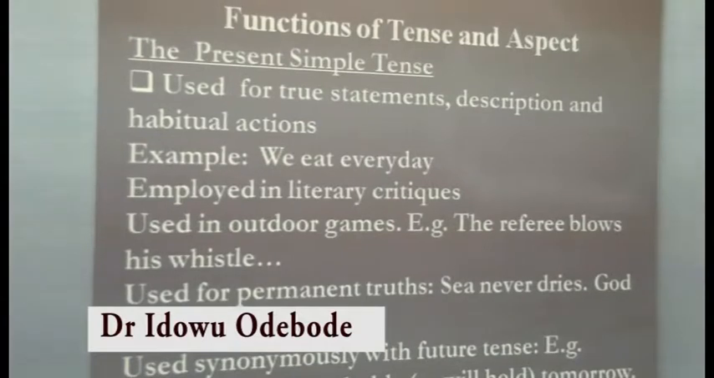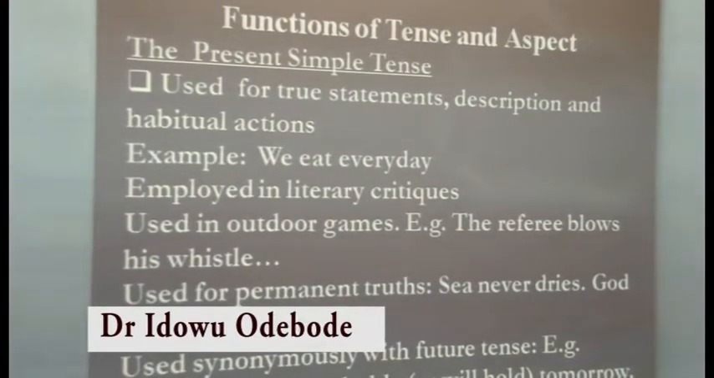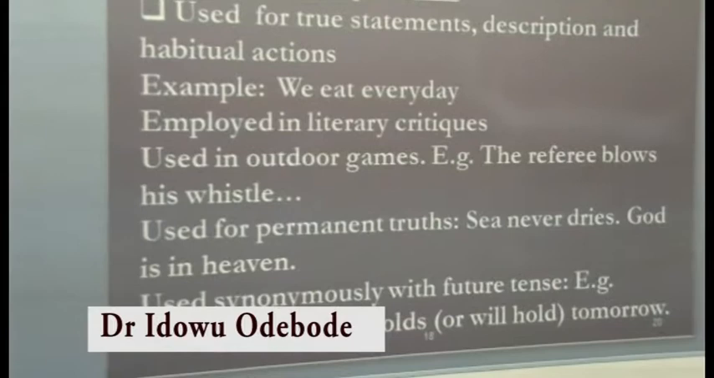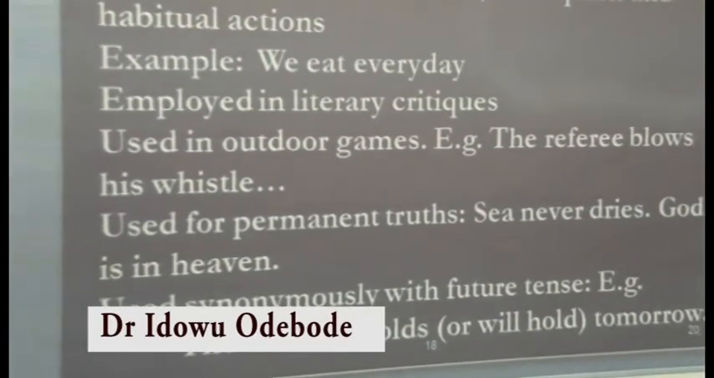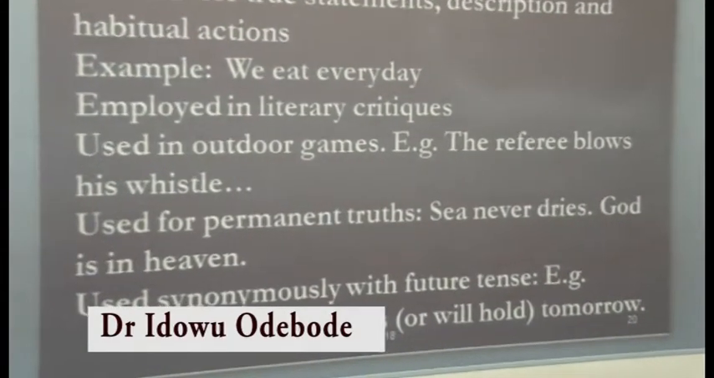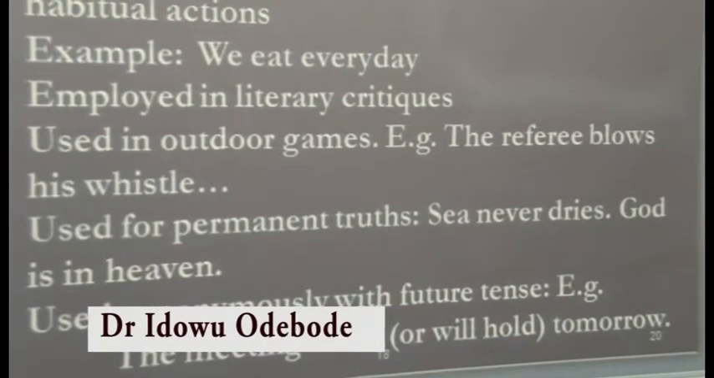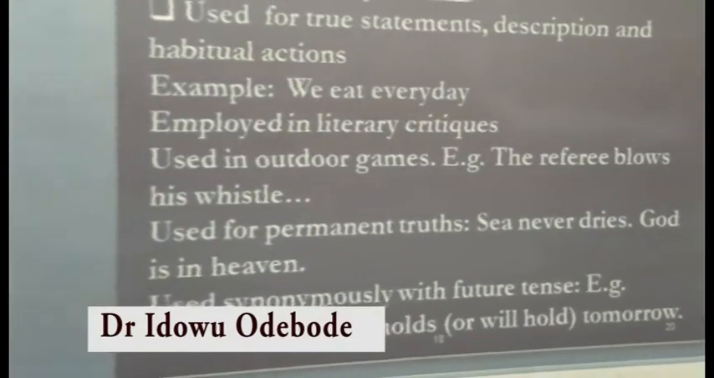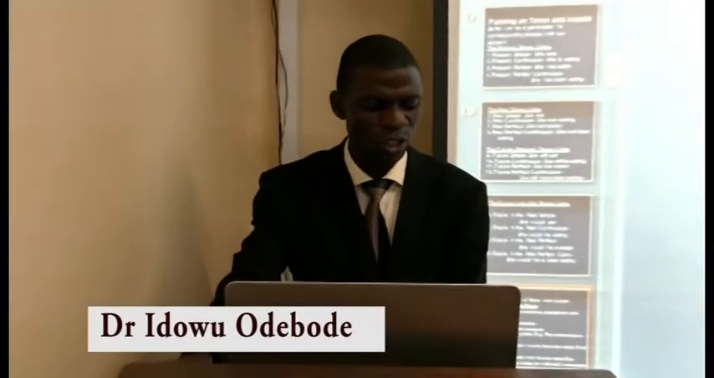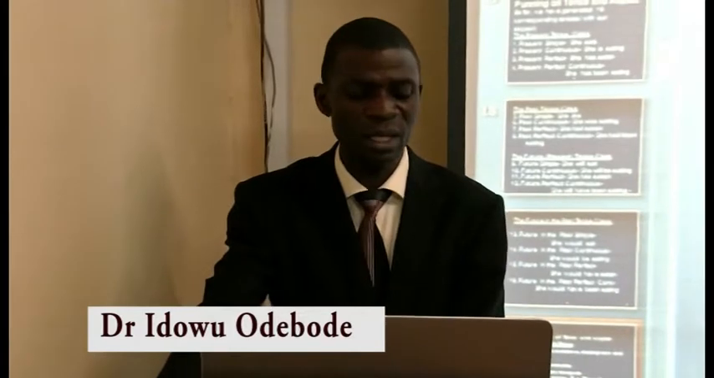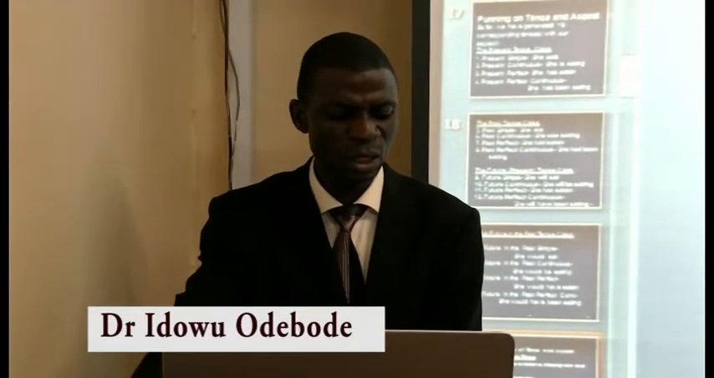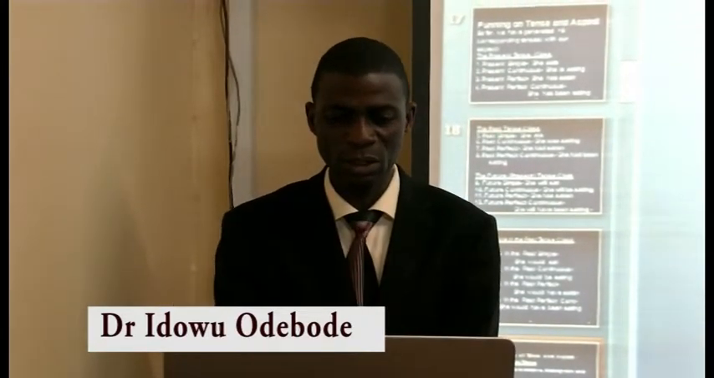The present simple tense is also used for permanent truth. For example, the sea never dries. The sun rises in the east. God is in heaven. Finally, the present simple tense is also used synonymously with the future tense, as in, the meeting holds or we hold tomorrow. You can say the meeting holds tomorrow or the meeting will hold tomorrow. The president travels or will travel abroad next month. We can say the president travels abroad next month, or the president will travel abroad next month.